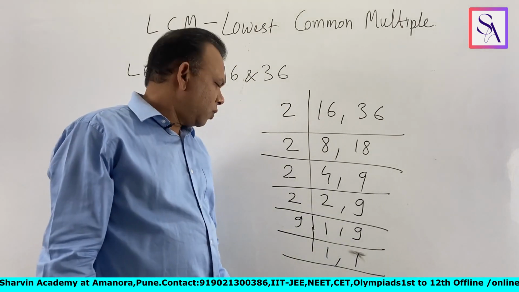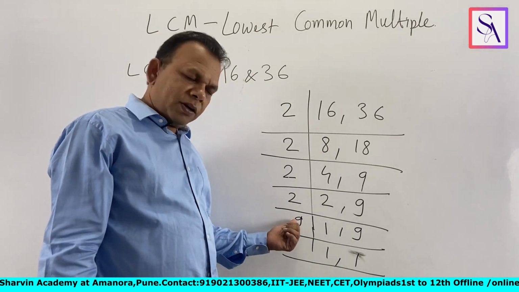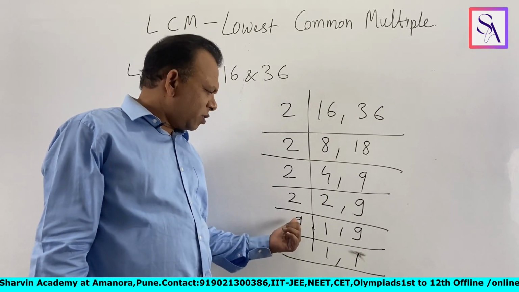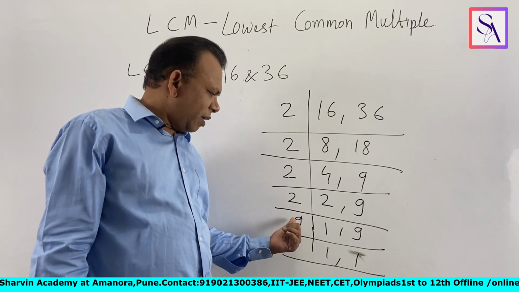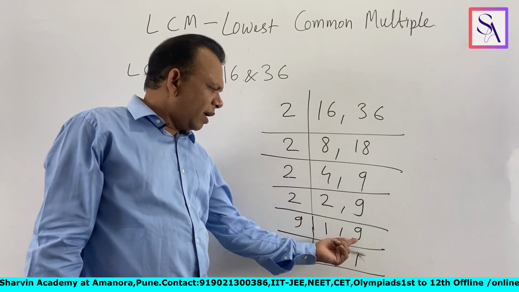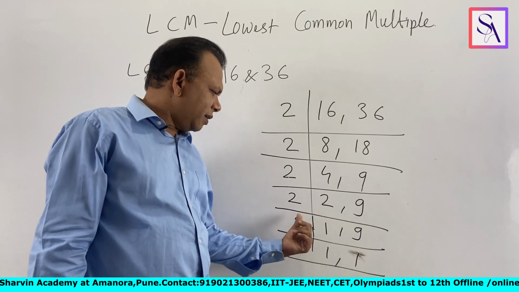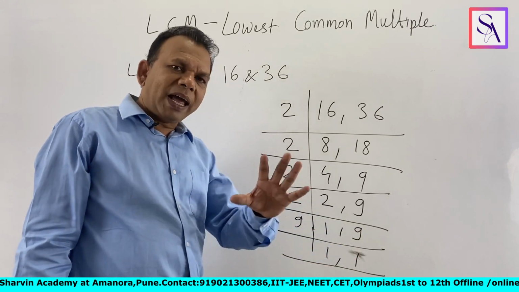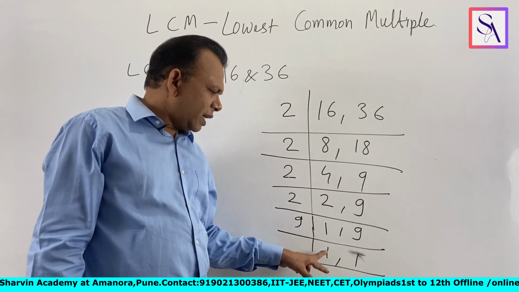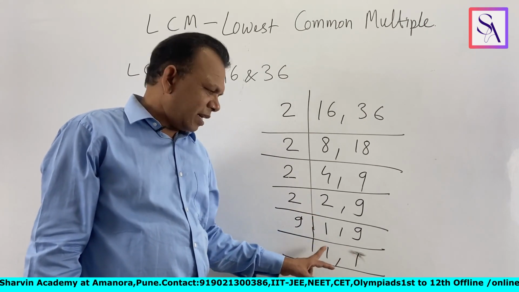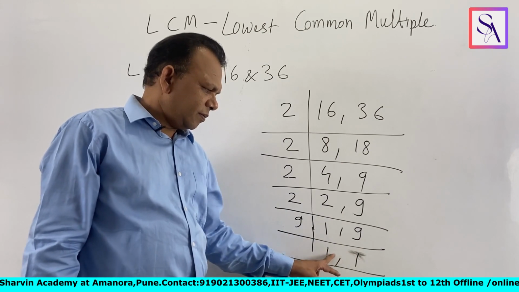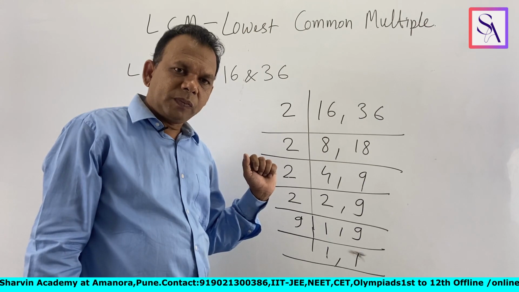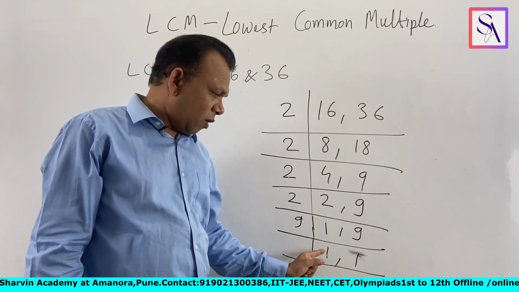I can also start dividing by 3, but it will come 3, 3, 3 again. So instead of doing 3, I will directly divide by 9, because only one number is left and I can divide 9 by 9. So 9 1s are 9. What is my aim here? I need to get 1, 1 at the end. That is my aim. I got 1, 1 at the end.